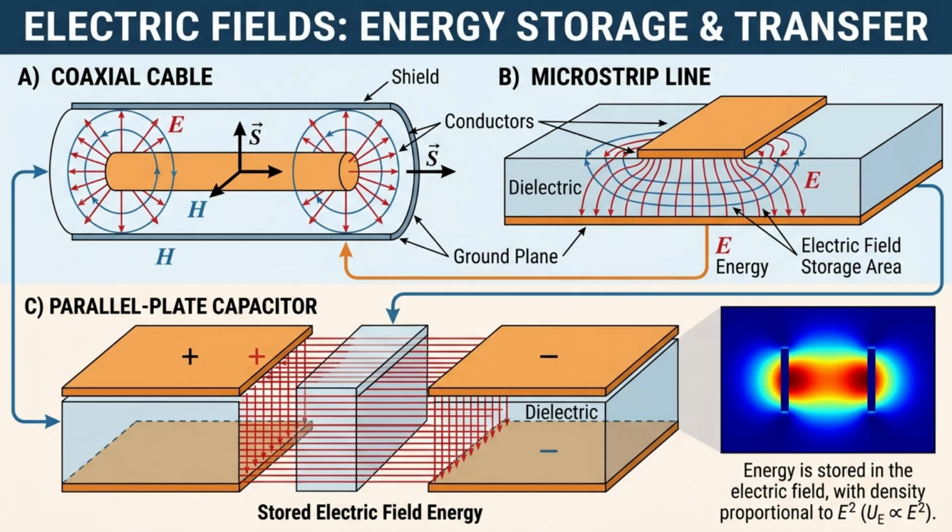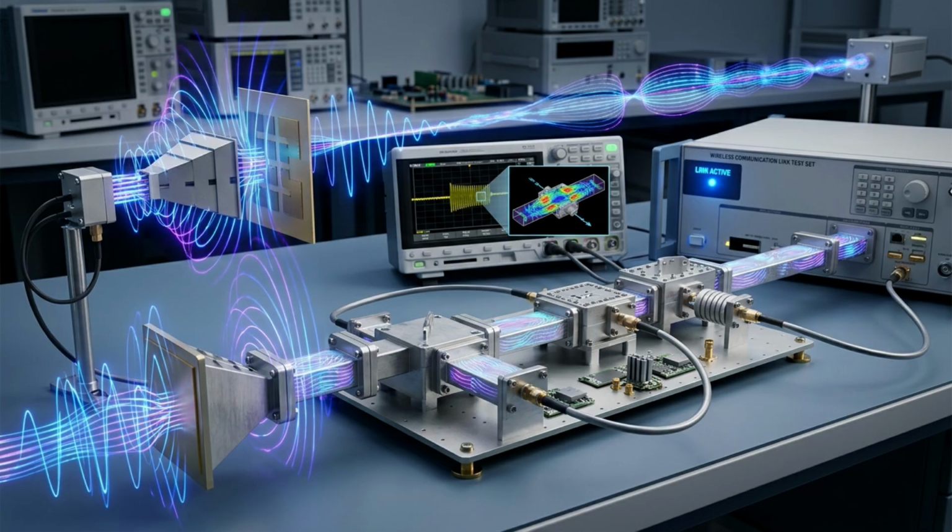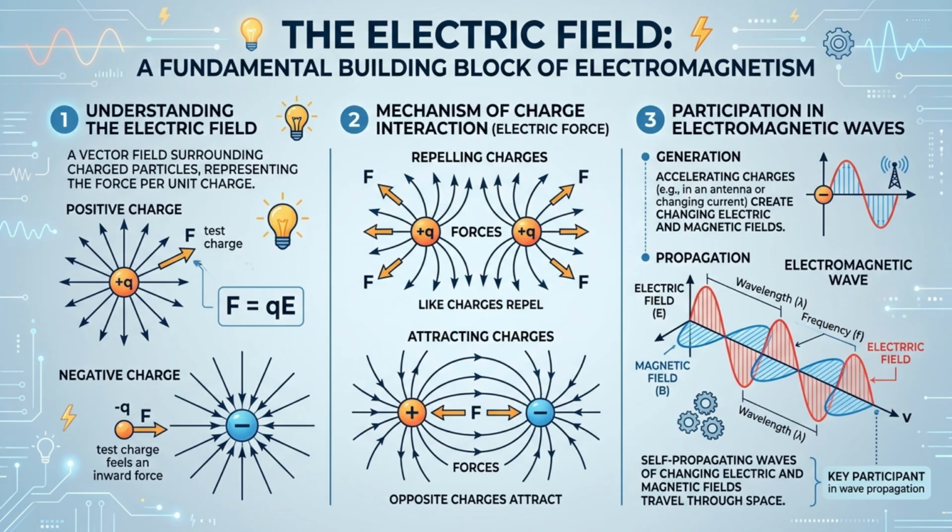Understanding field distribution is therefore critical for circuit design and electromagnetic analysis. At the system level, electric fields influence antenna radiation, signal propagation, microwave devices, waveguides, and wireless communication links. Nearly every RF component interacts with electric fields in some way during operation. The electric field is one of the fundamental building blocks of electromagnetism.